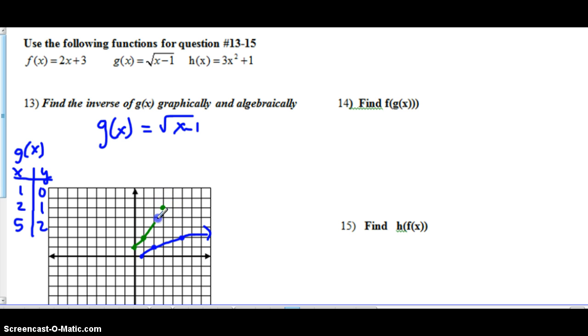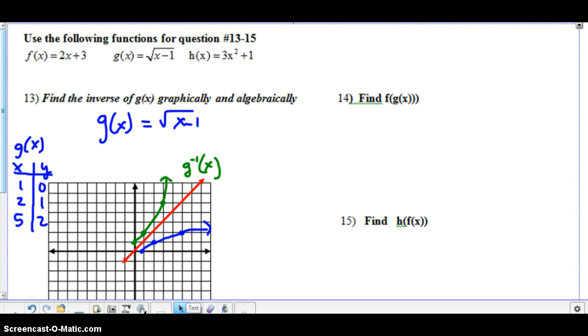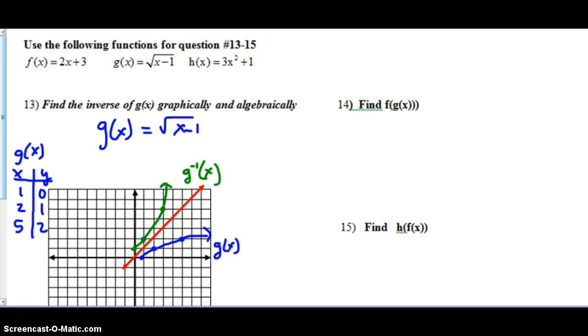Okay, and then we draw our graph, and there is our inverse, and it's graphed over the y equals x line. So here's our y equals x line. The inverse is a reflection of the original graph over the y equals x line. And you find that by switching your x and y values from the original graph.